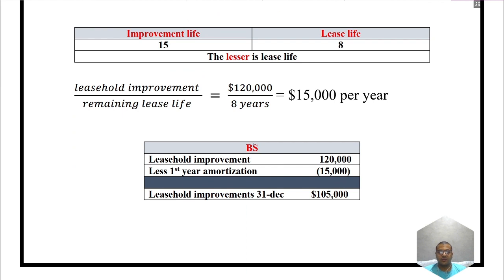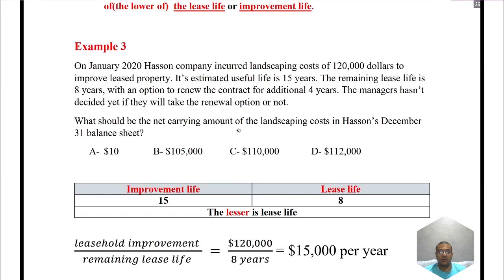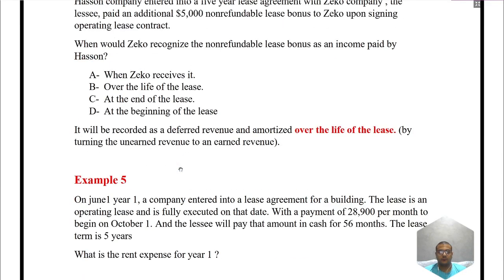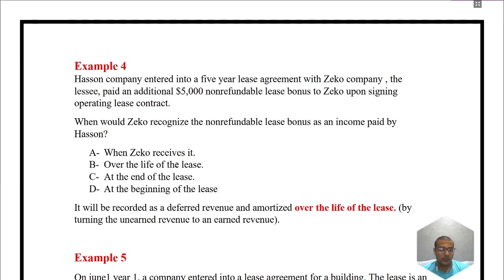Our balance sheet presentation at the end of the year is that we have a leasehold improvement. Its gross amount is $120,000, and the first year amortization is $15,000. So the net carrying amount at the end of the year is $105,000. So the answer is B. Let's see another example here.